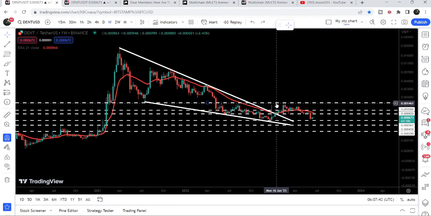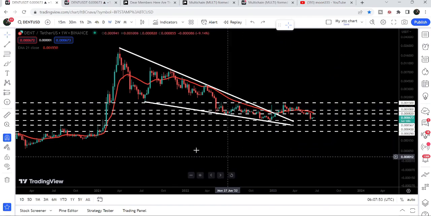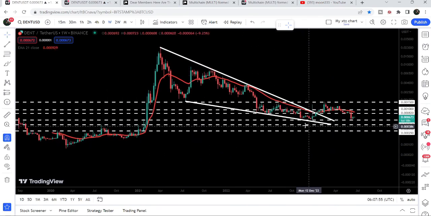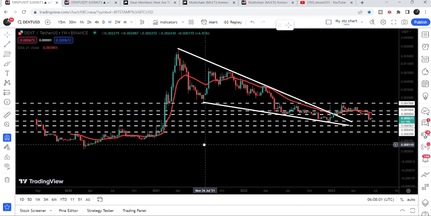After this rejection, the price line even broke down the next supports and dropped down to this long-term support of $0.000820. This is quite a long-term support, by the way. Previously, we can see that here it was broken as a support in the month of December 2022, and now the price line is again testing this support.